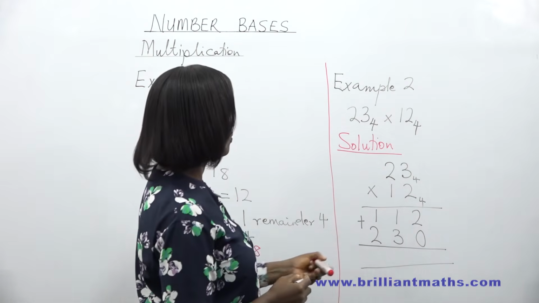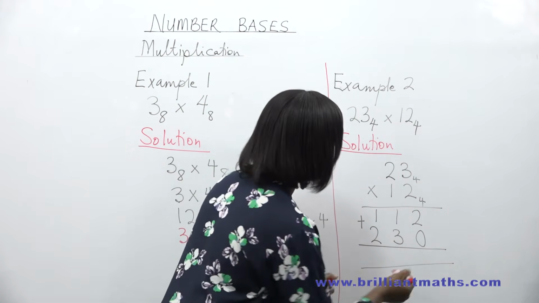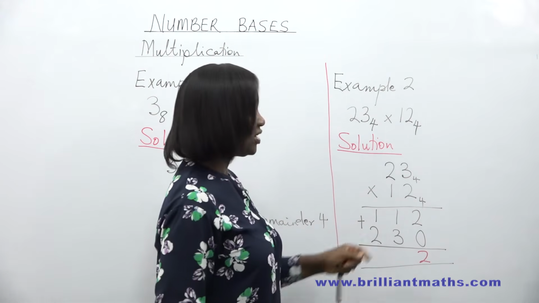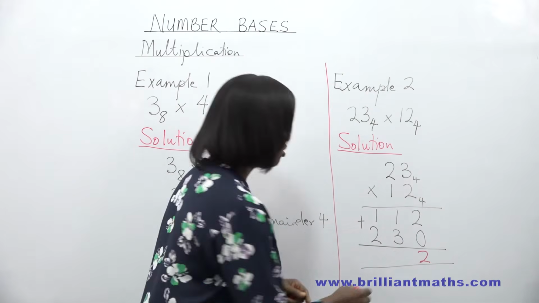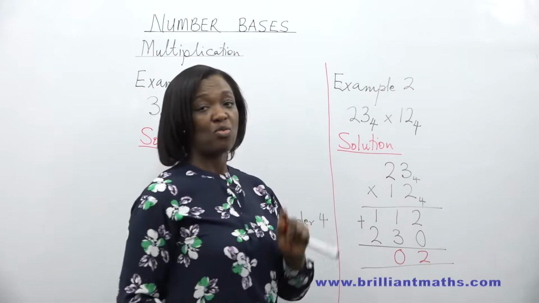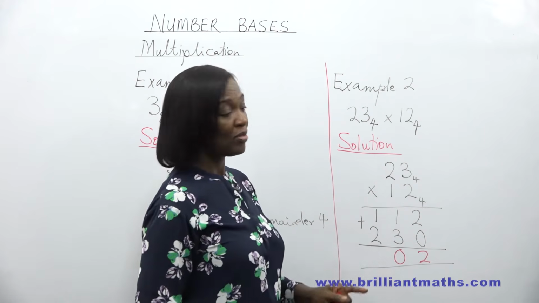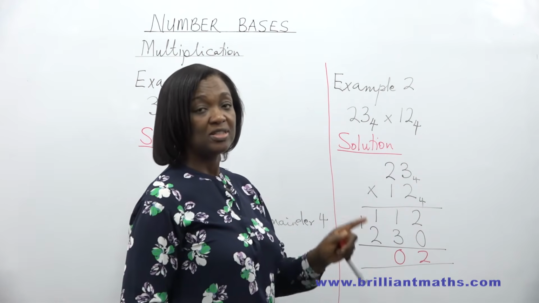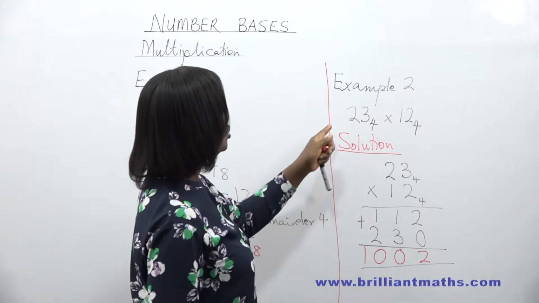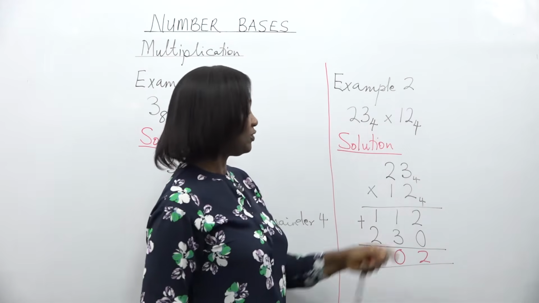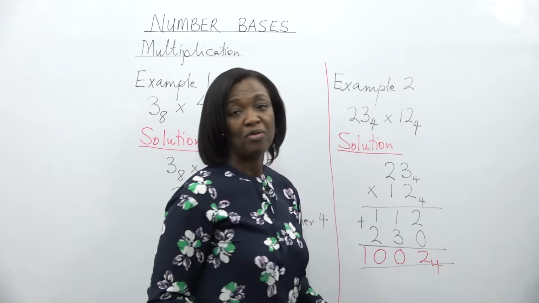What is this equal to? 2 plus 0 is 2. 3 plus 1 is 4. 4 divided by 4 is 1, remainder 0. So we write the 0 and carry the 1. 1 plus 1 is 2. 2 plus 2 is 4. 4 divided by 4 is 1 remainder 0. So we write the 0 and the 1. So 23 base 4 times 12 base 4 is actually equal to 1002 base 4.